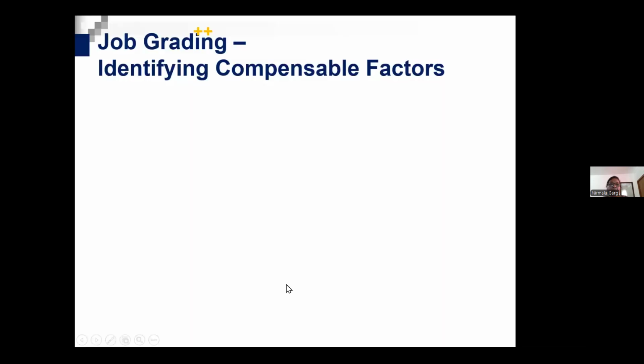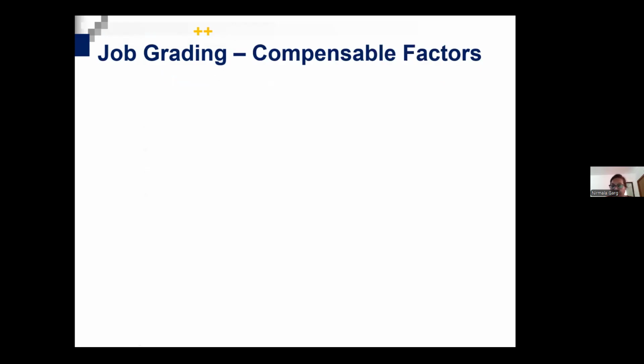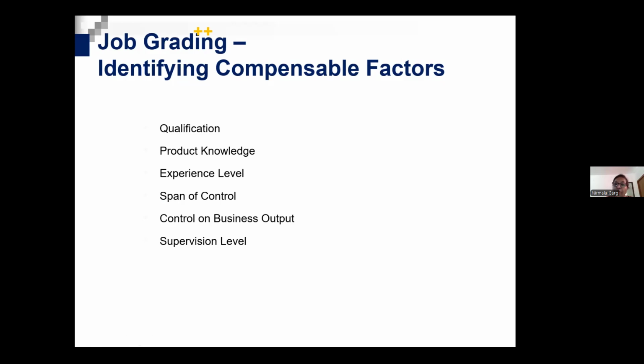Like, for example, qualification, product knowledge, experience level. Lower the requirement of a compensable factor, the job could be lower and you're going to pay less. Higher the compensable factor, the job could be higher and you're going to pay more.